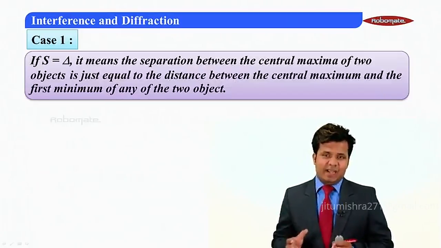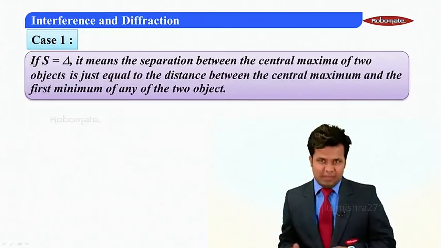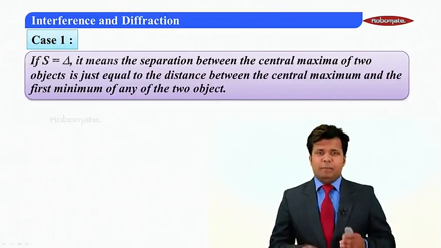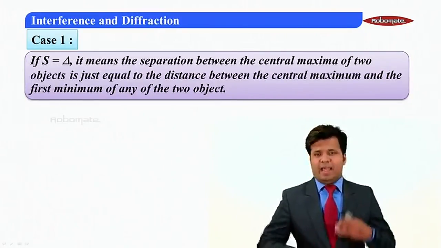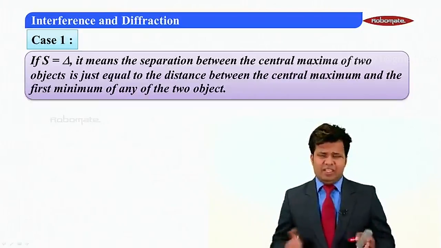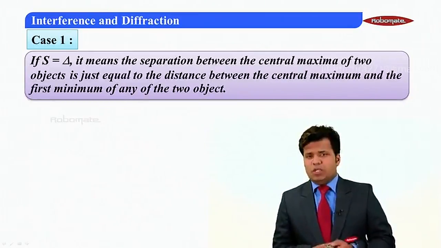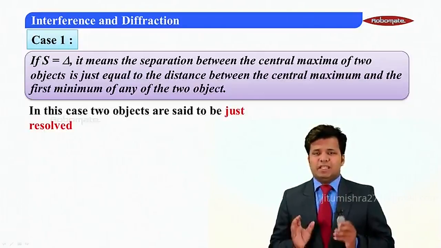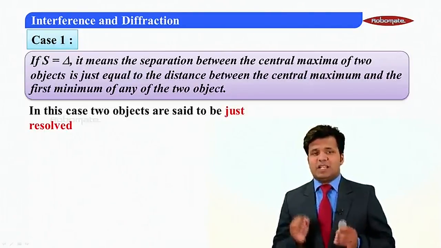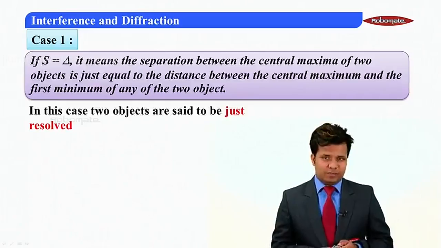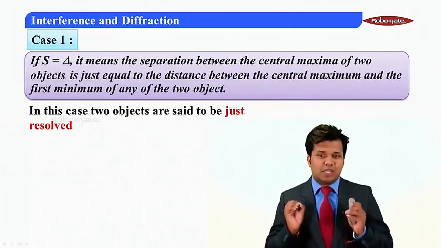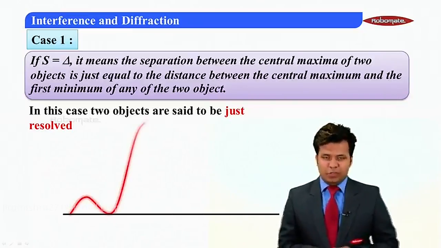That is, S stands for the distance between two central maximas, and delta stands for the separation between the first minima and the maxima of either of the objects. So what would happen if this is the condition? We would say that in this case the two objects are just resolved. They are not completely resolved or well resolved. They are just resolved.